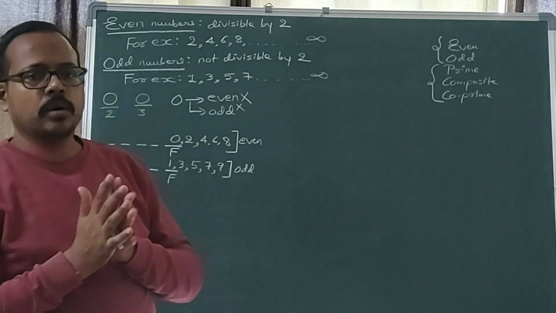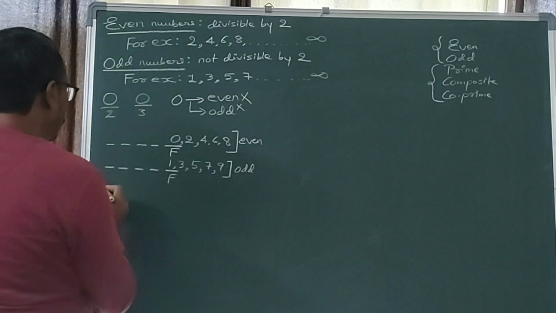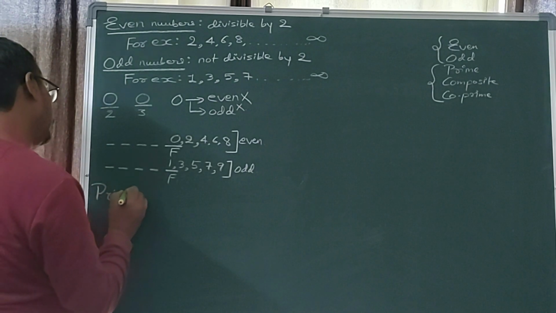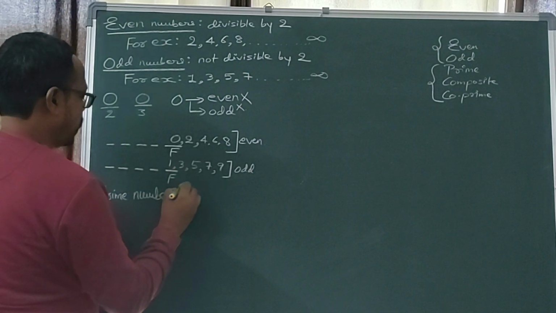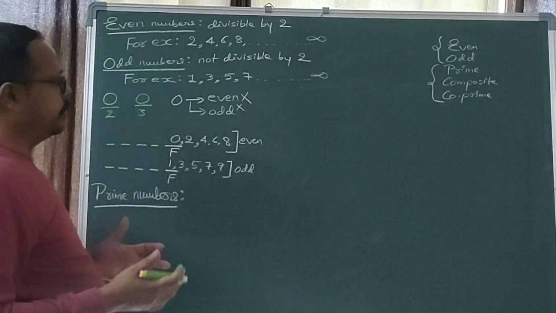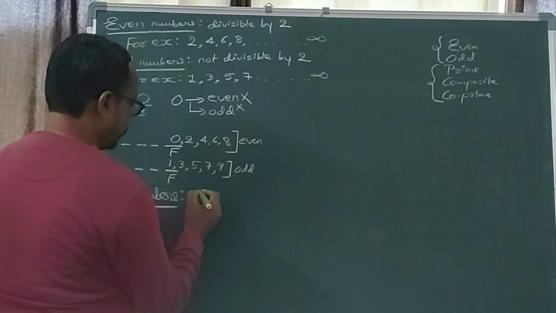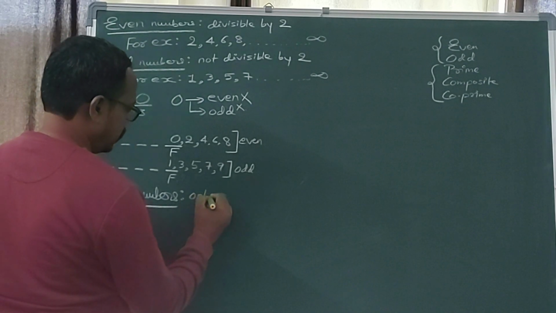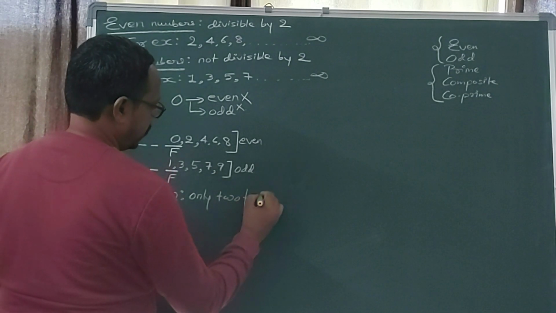So now we will talk about prime numbers. What are prime numbers? Prime numbers are those numbers which have two factors only. Can we write? Prime numbers are those numbers which have only two factors.